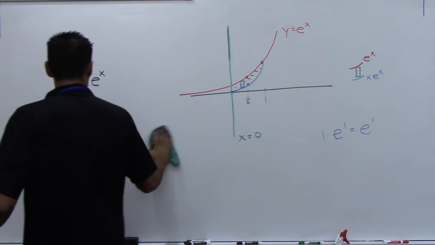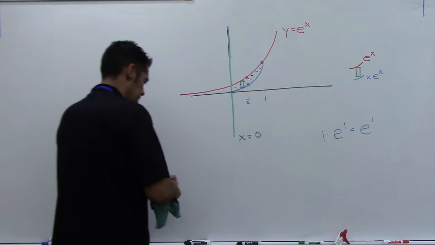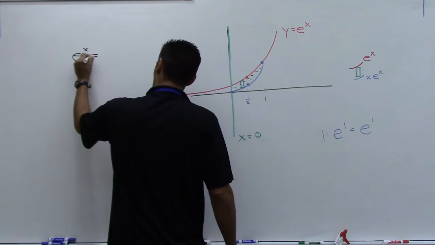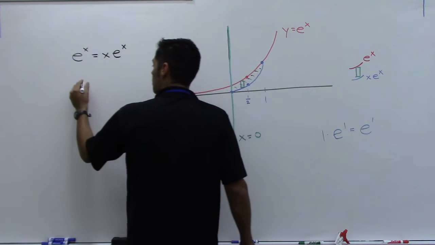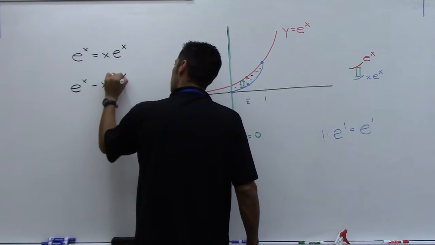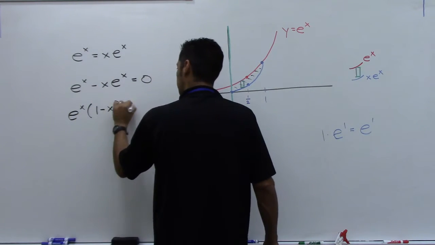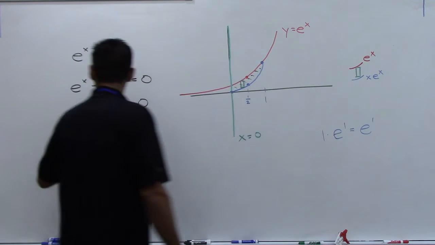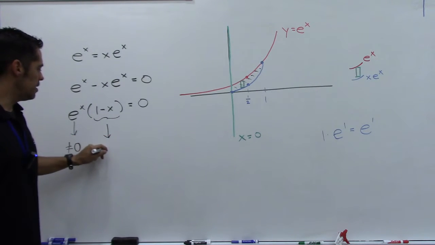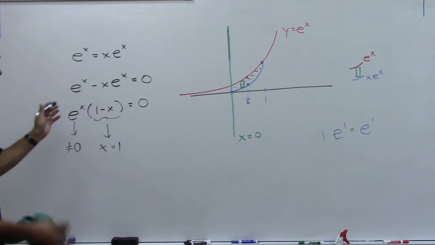I don't necessarily need to figure out the intersection point, but I'll show you real quick how you would do that if you had to. If you set e to the x equal to x e to the x, you would not divide both sides by e to the x. You'd move this one over to the other side and factor out e to the x. You set both factors equal to 0. E to the x can never be equal to 0, so we're not worried about that. But setting the other factor to 0, you get x equals 1, which corresponds to that point right there. So that's more of an FYI thing.